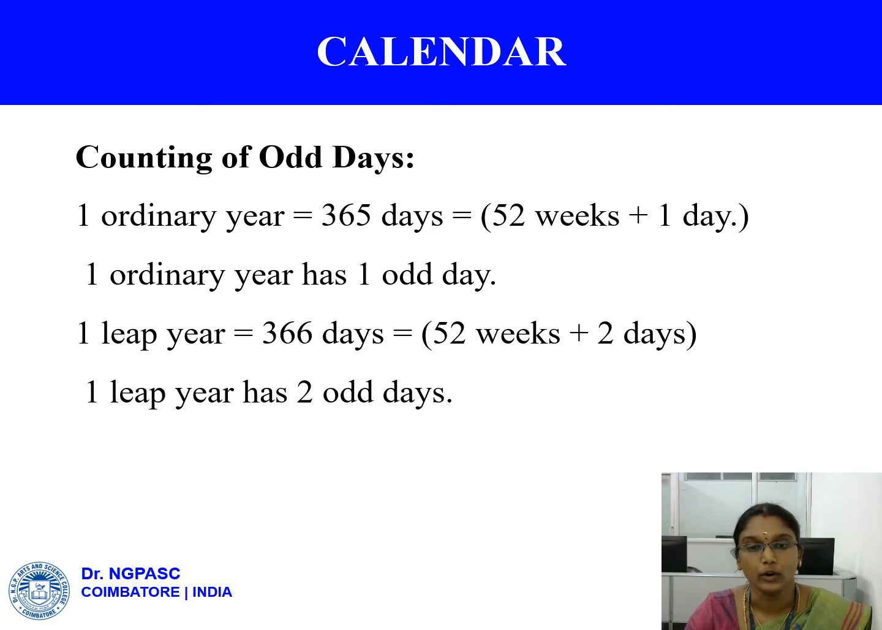Next, counting of odd days. One ordinary year equals 365 days. 365 divided by 7 gives 52 weeks plus 1 odd day. The quotient, 52, is considered as weeks and the remainder, 1, is considered as odd days. So one ordinary year has 1 odd day. One leap year has 366 days, that is 52 weeks plus 2 odd days. So one leap year has 2 odd days.